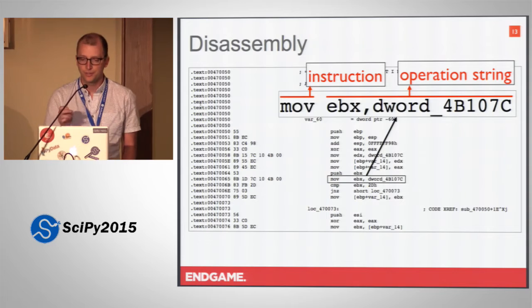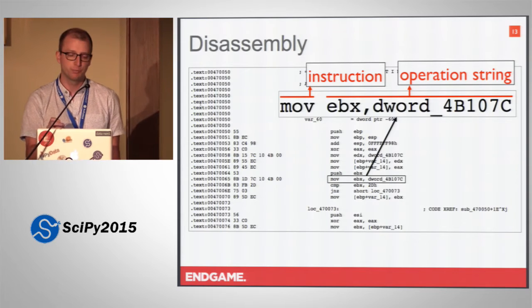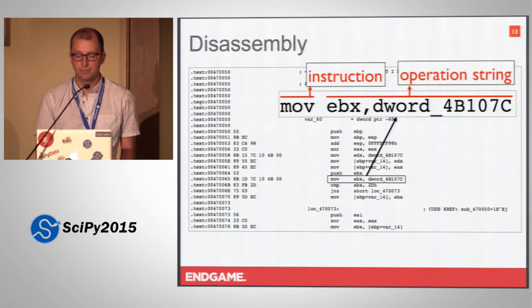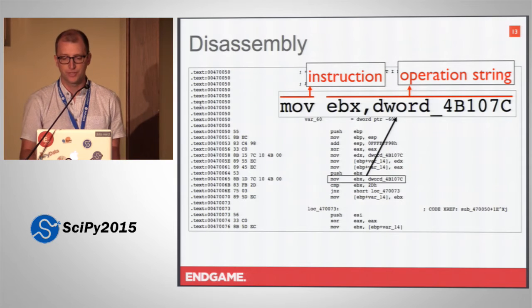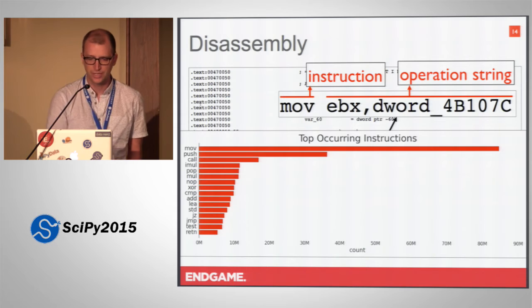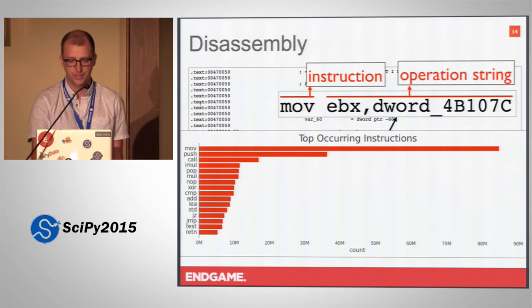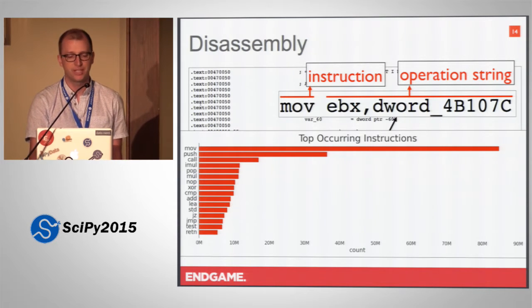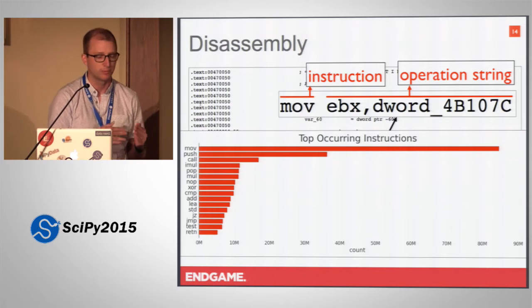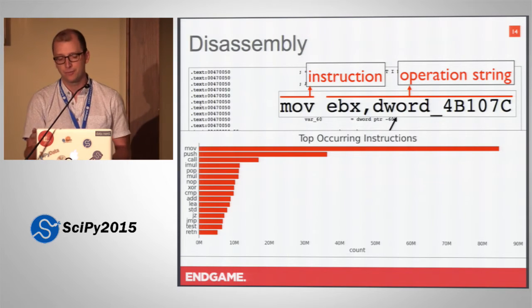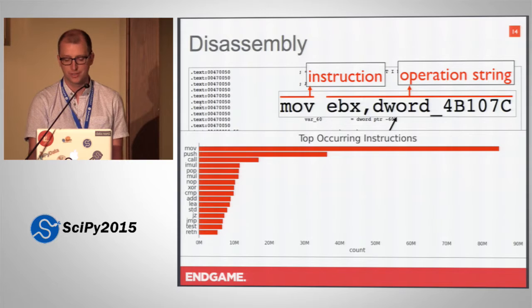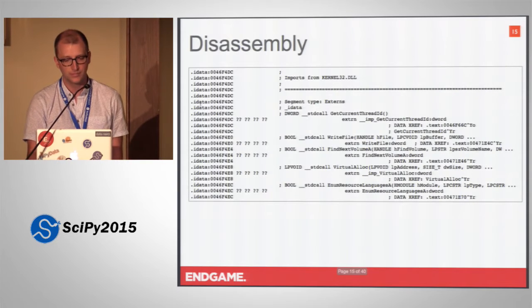So I used those instructions, what is on the left, the push, move, XOR, etc., in my features, and I'll describe that later, but I also just threw away the operation string. So here again, the top occurring instructions in this data set. Move appears a lot because you need to move arguments onto the stack before calling each function. And you do that once for each argument, so it turns out that there's a lot of moves.